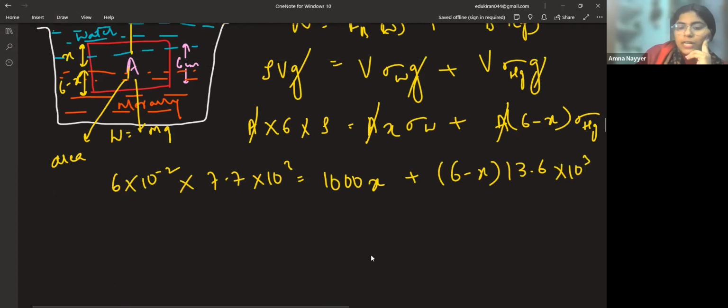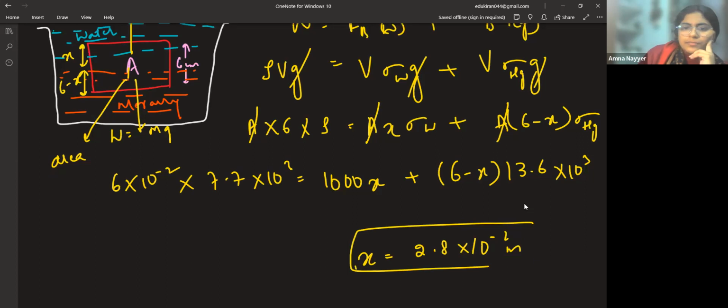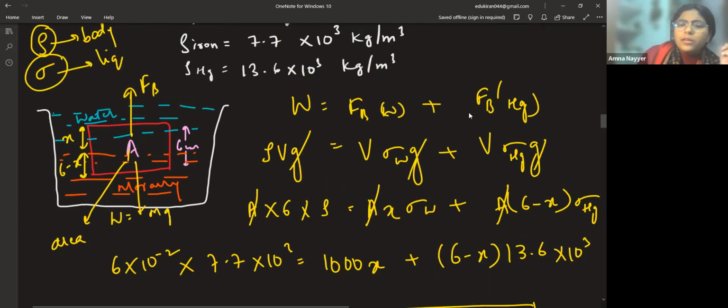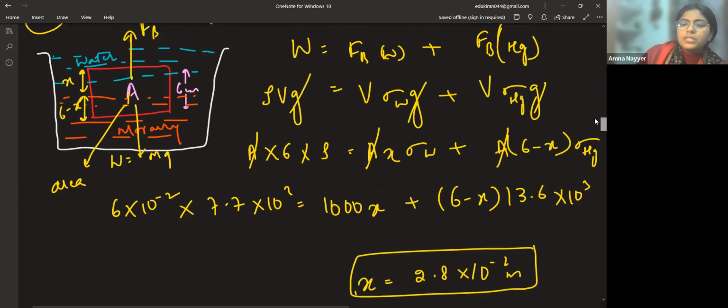From here, you have to calculate X. When you calculate, most probably your X will come out to be 2.8 into 10 to the power minus 2 meter. Like this, you have to calculate. So we have just substituted the value. The main equation was this, the buoyant force from the water as well as from the mercury. Write it down.